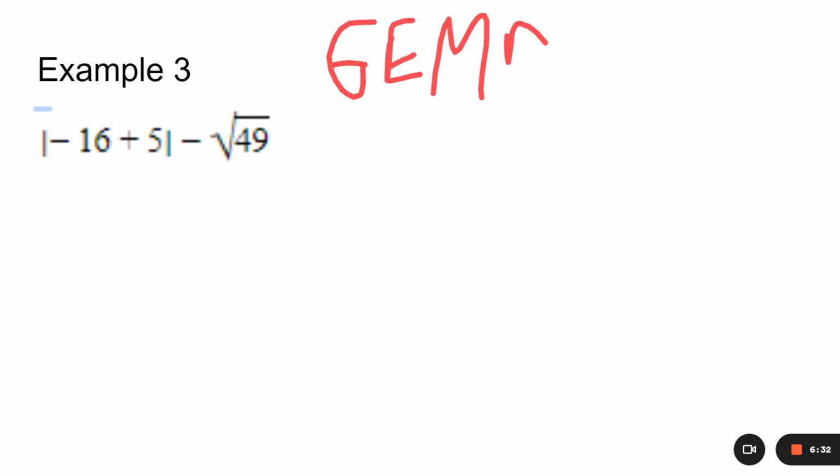Ooh, 6 DOS. Look at that. All right. Do I have any groupings? This time I do have a grouping, but this time the grouping is absolute value bars. So when we do absolute value bars, remember that everything inside of the absolute value bars always comes out positive, whatever's on the inside. So negative 16 plus 5 is going to give me negative 11.